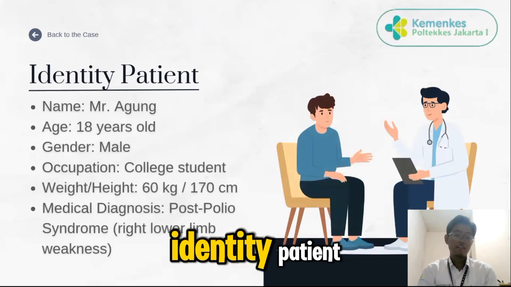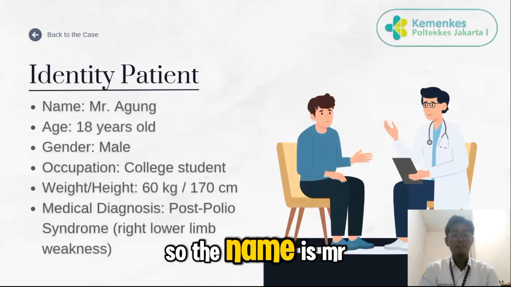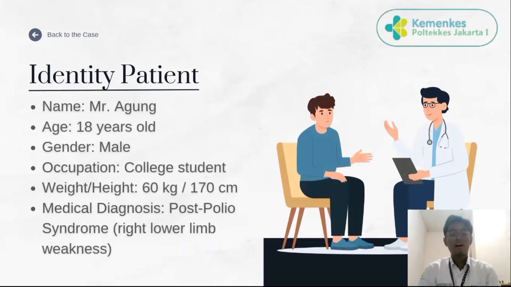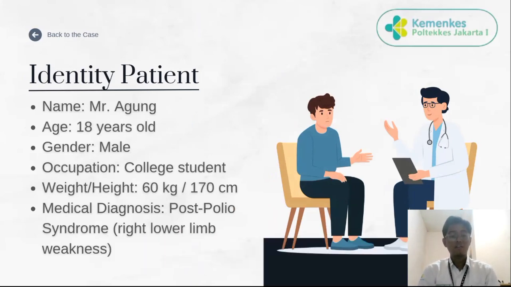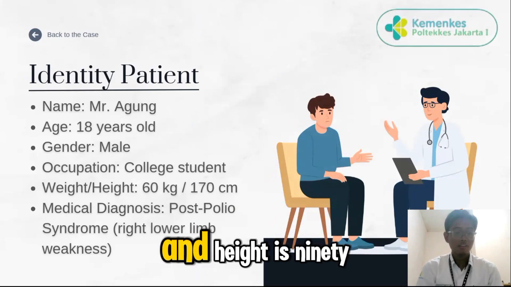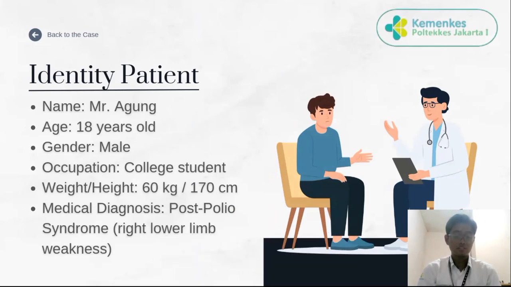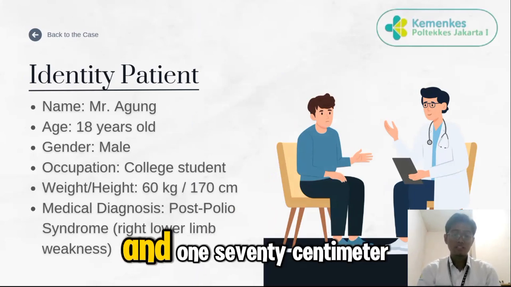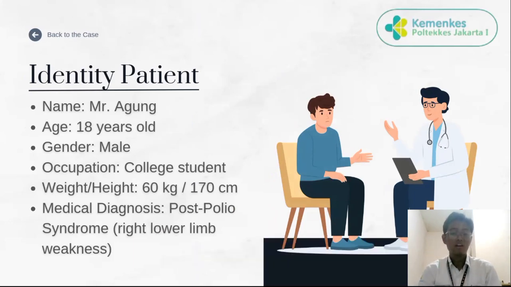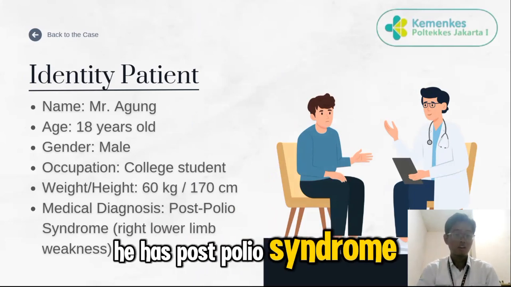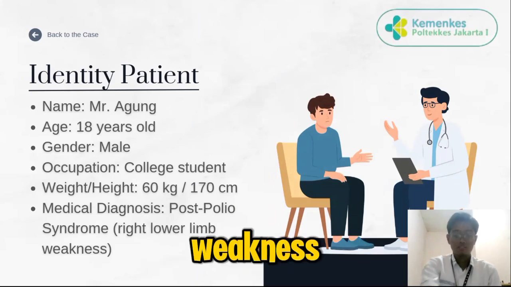And the next one is patient identity. So the name is Mr. Agung, age 18 years old, the gender is male, occupation is college student, and weight and height is 60 kilograms and 170 centimeters. And for the medical diagnosis, he has post-polio syndrome with right lower limb weakness.